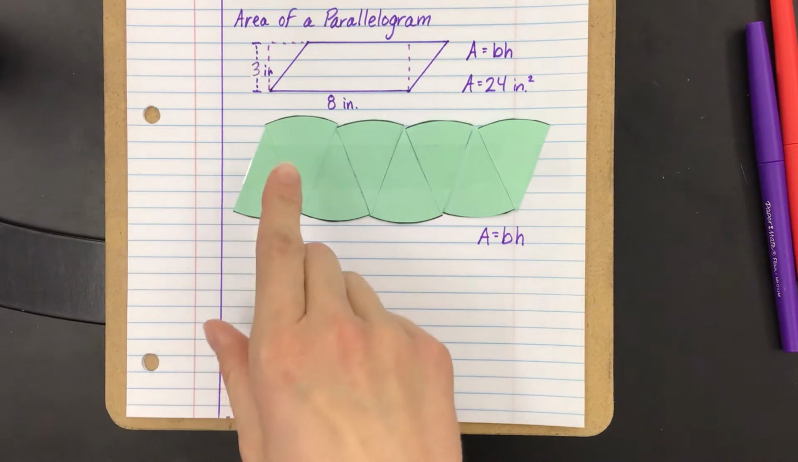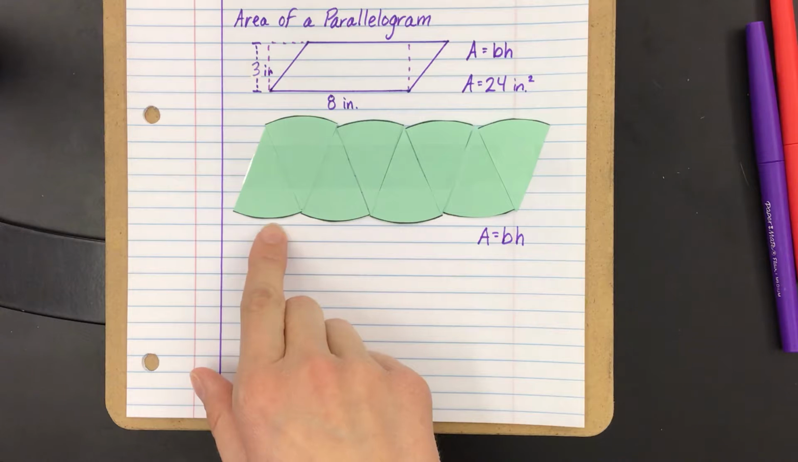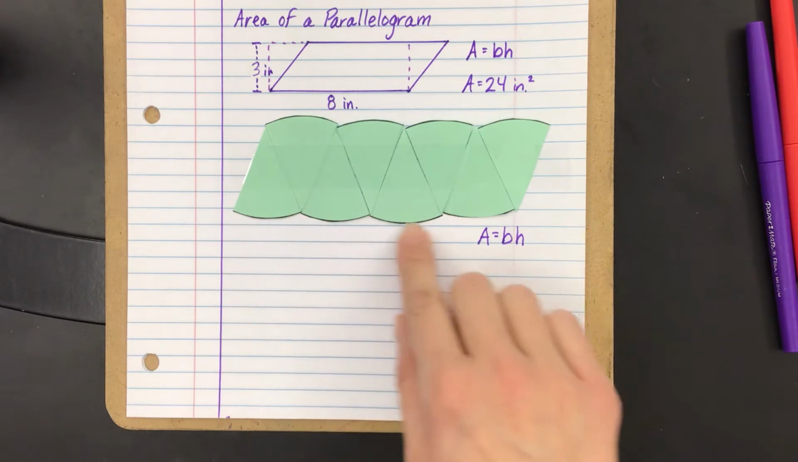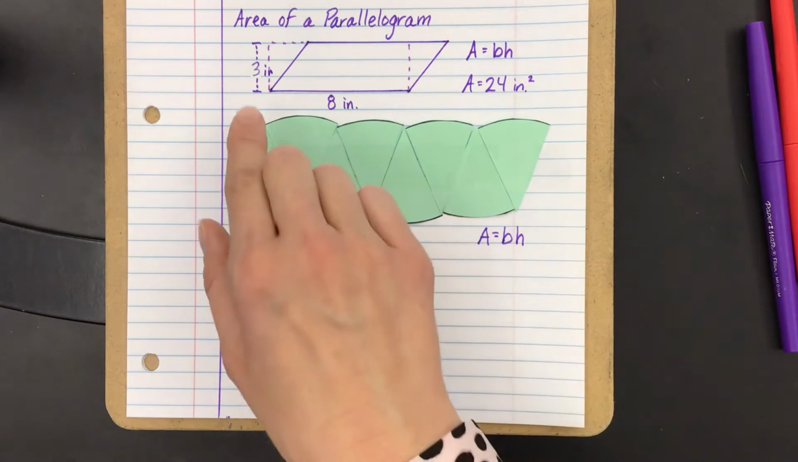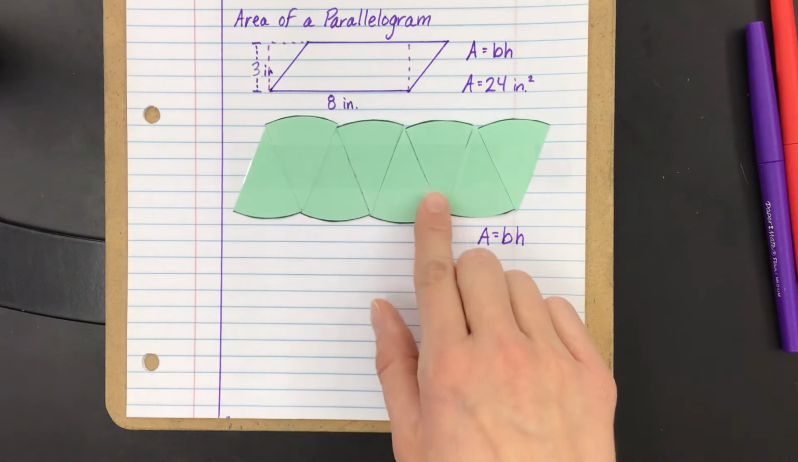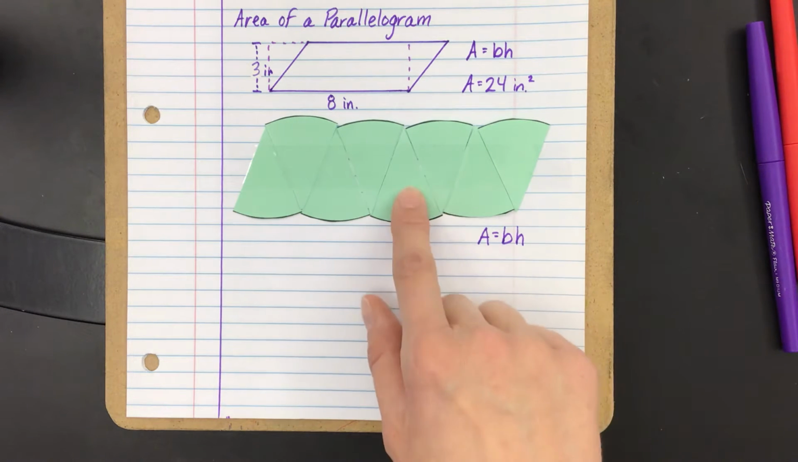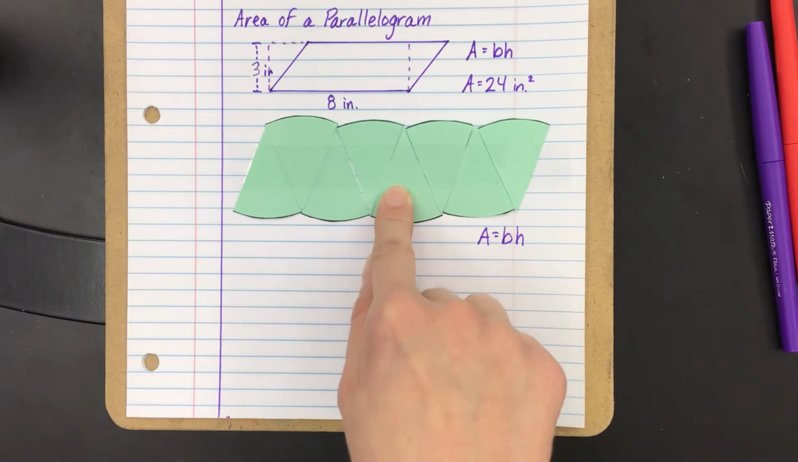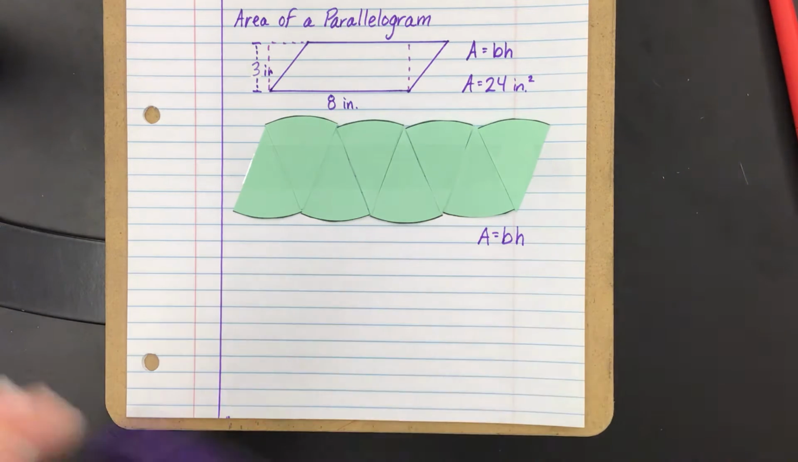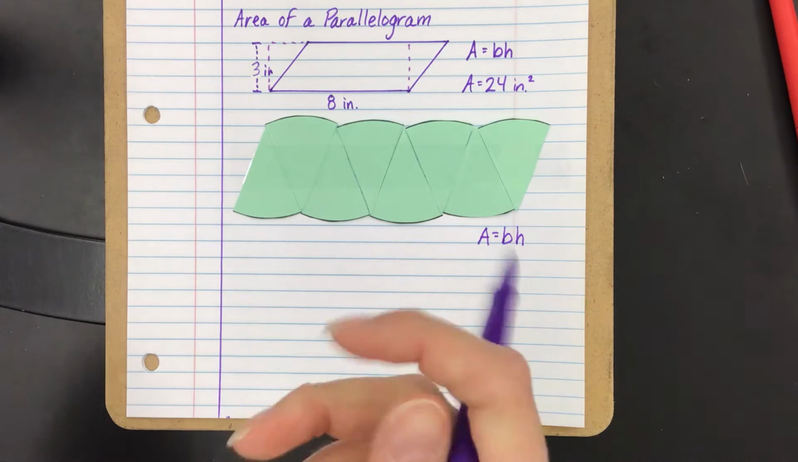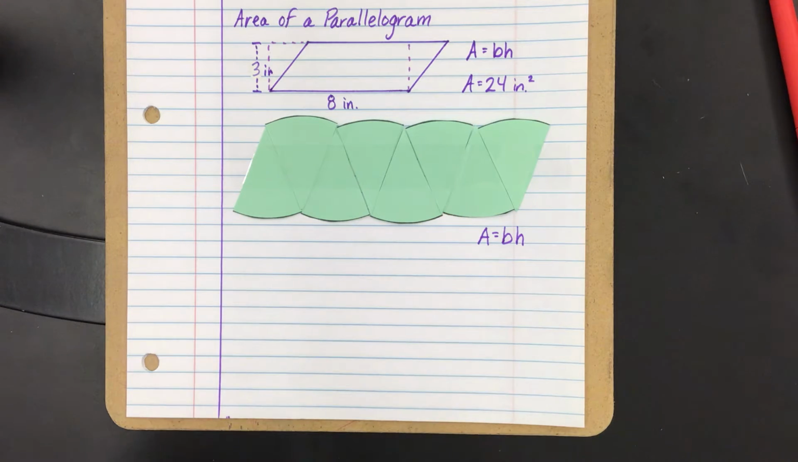If I were to continue to cut these slices, this would look more and more like a parallelogram and more like a rectangle every time we make those slices skinnier. So that is how we get the area of a circle. Okay, we revert back to that area of a parallelogram, base times height.